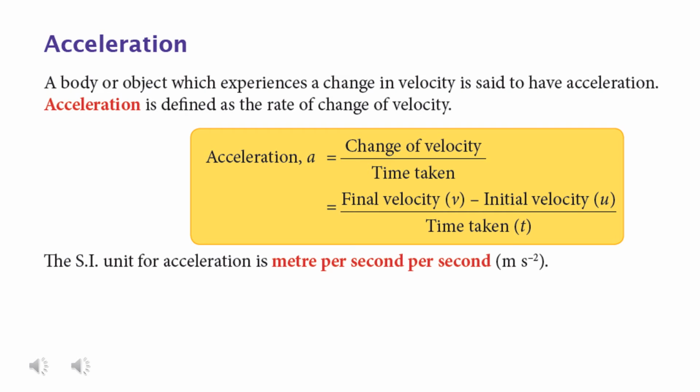The unit for acceleration is meter per second, per second. Observe how the unit is written. It has a -2 superscript.